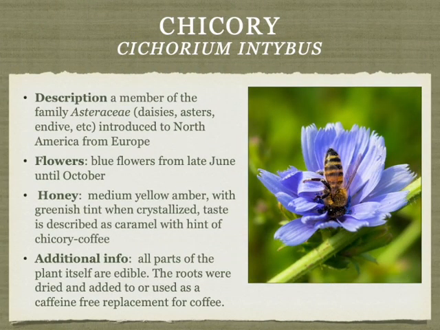Chicory is a member of the daisy or aster family, beautiful blue flowers in the summertime. The honey is medium yellow amber with a greenish tint when crystallized. It tastes like caramel. Some people describe chicory or coffee notes, which I haven't quite gotten myself when I try this. All parts of the plant are edible. The roots were dried and added to extend coffee or to be used as a caffeine replacement for coffee during times when coffee may be in short supply, such as during the Great Depression or during the World Wars.